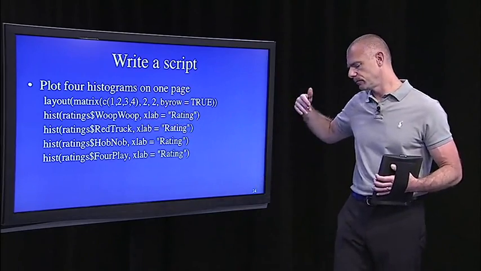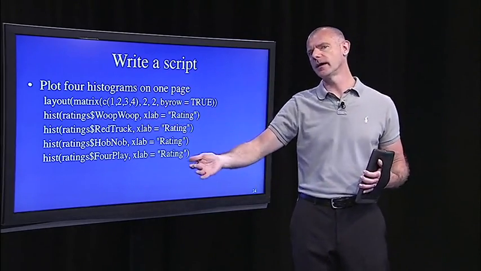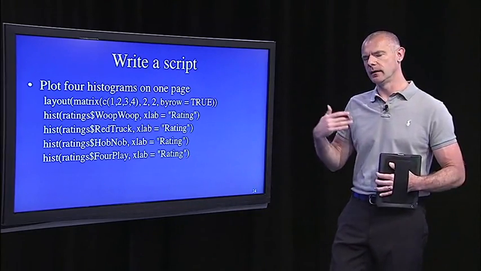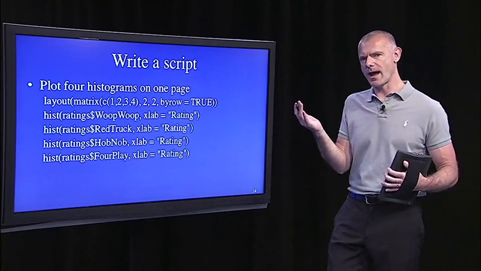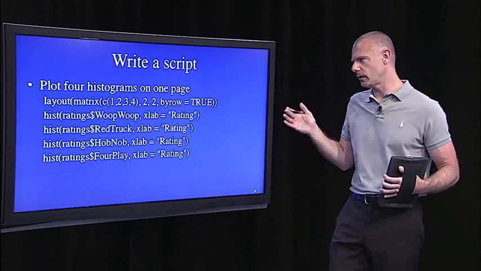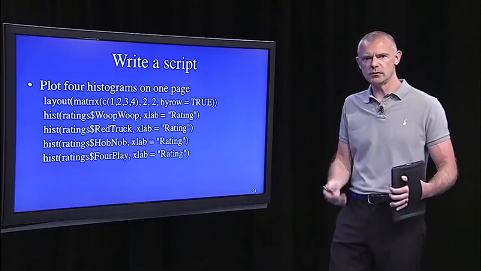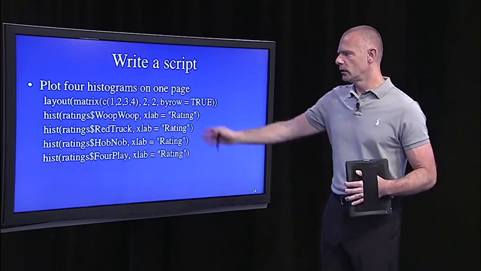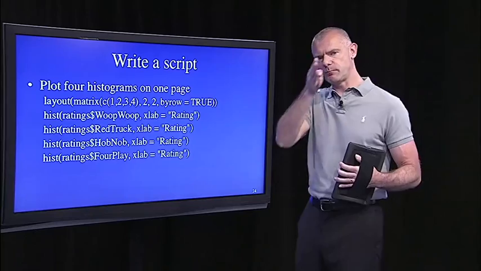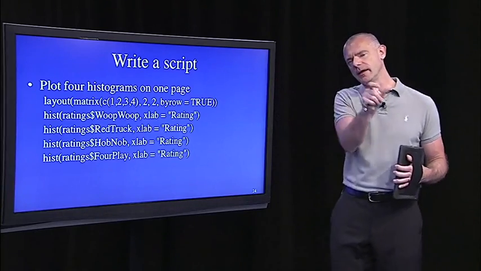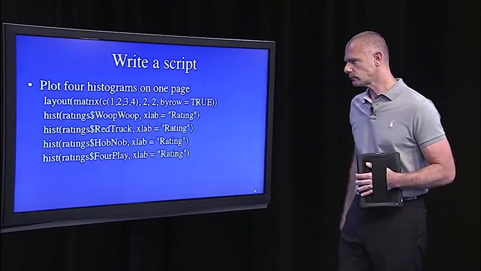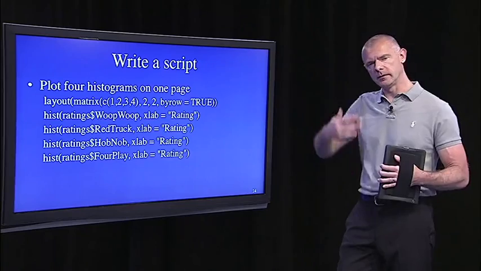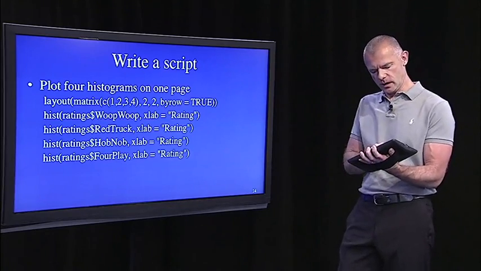So you could add in a label for the x-axis, you could add in a label for the y-axis, you could add in a label for the overall graph. That's done by main, lab equals. You can use the help function to see what other options are available. The $, again, just says pick out one of my variables in the ratings data frame. So histogram, ratings, whoop whoop, red truck, hobnob, foreplay. We'll put all 4 of those on one page.